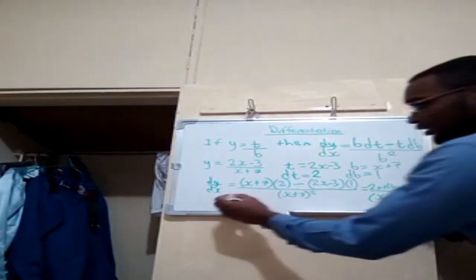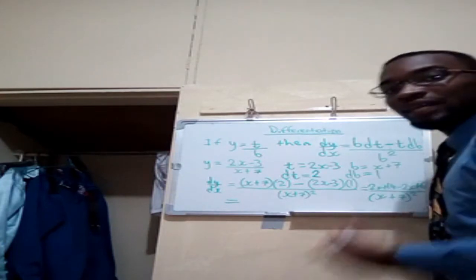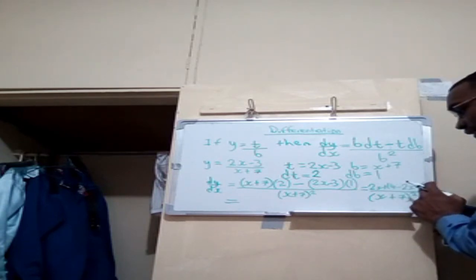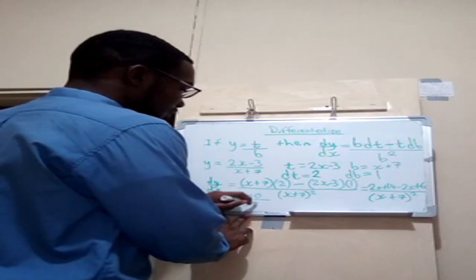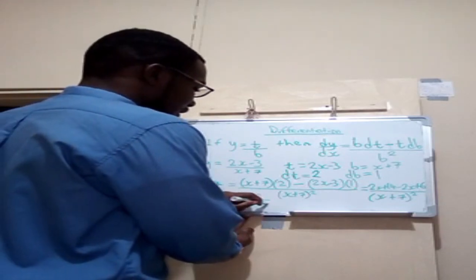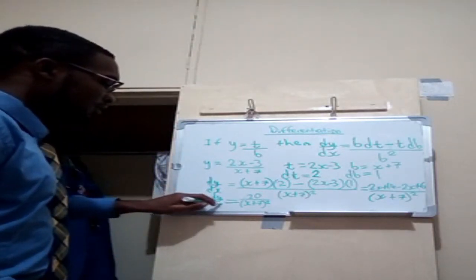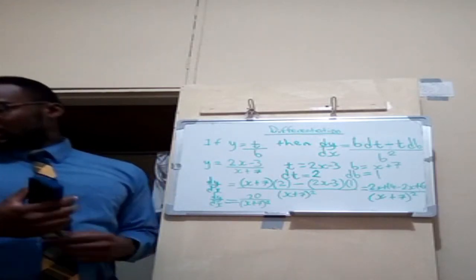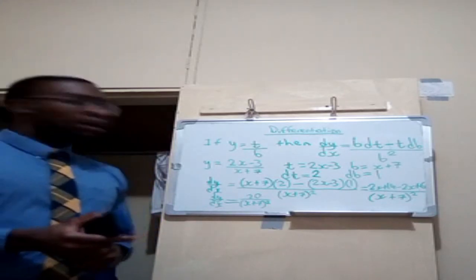And so the final answer works out to be 2x minus 2x, which is 0, and then 14 plus 6 is 20. So the final answer works out to be dy by dx is 20 over x plus 7 all squared. That's dy by dx. And so that is looking at products and quotient.